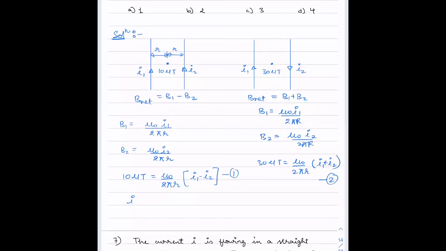Do equation 1 divided by equation 2, and you will get I1 minus I2 divided by I1 plus I2 equals 10 by 30, which is 1 by 3. This implies I1 by I2 will be 2. I1 by I2 will be 2.